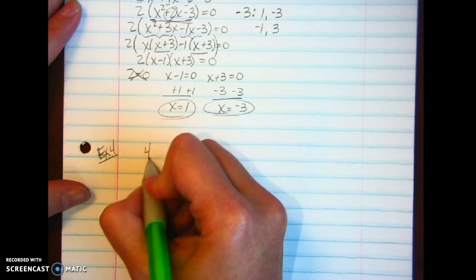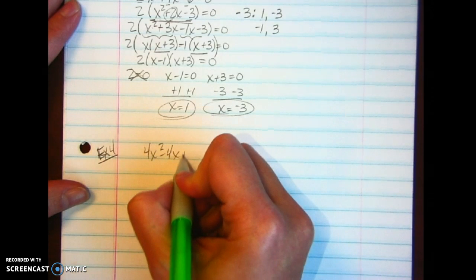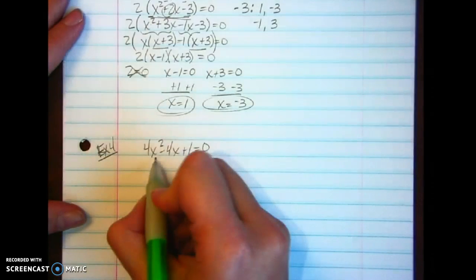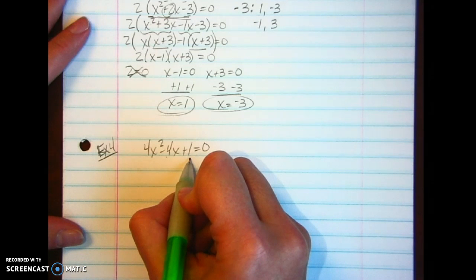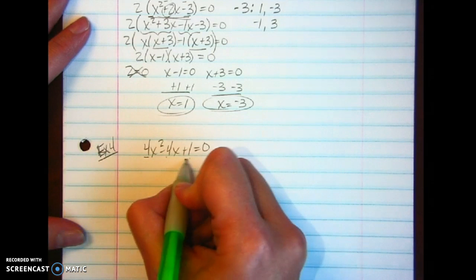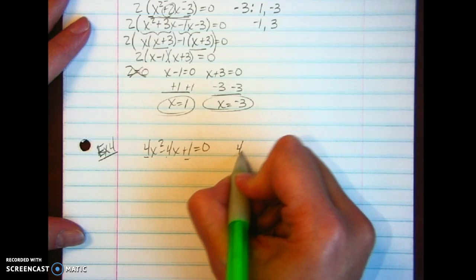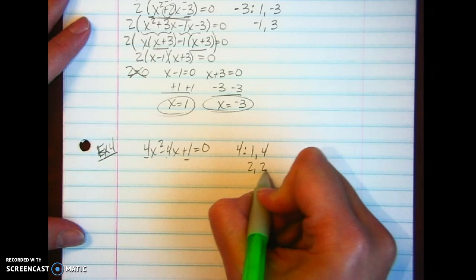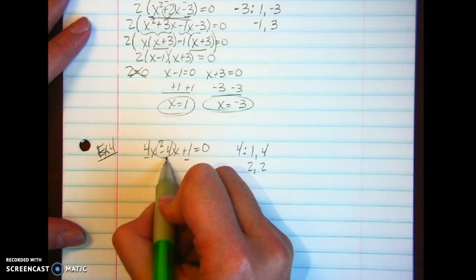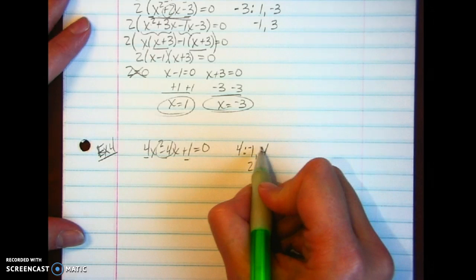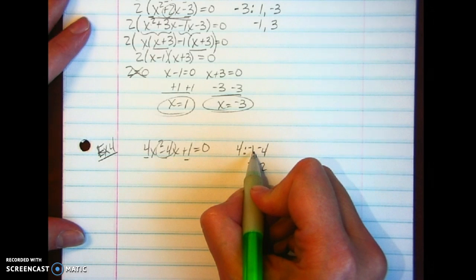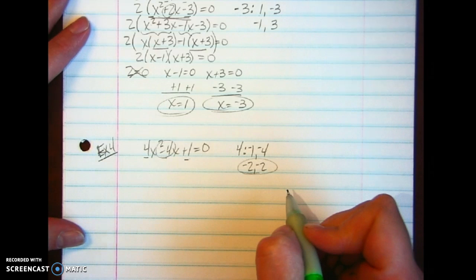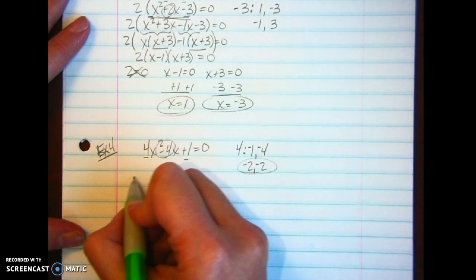4x squared minus 4x plus 1 is equal to 0. Looking for a common factor, 4, 4, and 1 can't be divided by anything other than 1. So I'm going to multiply my a and c terms. 4 times 1 gives me 4. Factors of 4 are 1 and 4, 2 and 2. But notice I needed to add up to a negative 4. So I could make both of those negative. They still multiply to be positive 4, but these two add to be negative 4. So those are the terms I need to use for the middle.